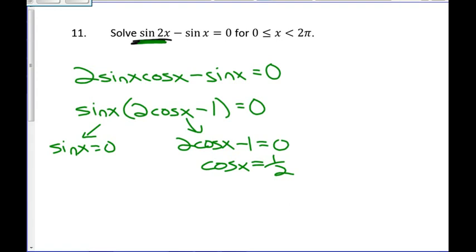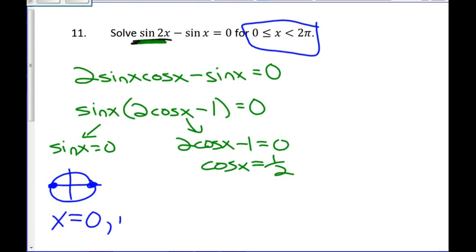We're only asked to do it for the first revolution. So sine x is 0 at 0 and at pi. And you can check that out either from the chapter 4 material or think of it as the y values on the unit circle. So we have solutions of 0 and pi.